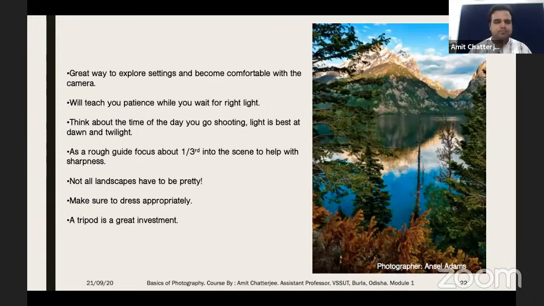And as I said, for landscape photography, you might have to dress yourself properly, because you are going into the wilds and things like that. And a tripod is required, because that's a great investment if you want to do landscape photography, because you do not know what kind of conditions there will be to take the photograph.